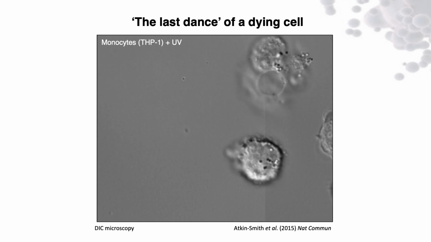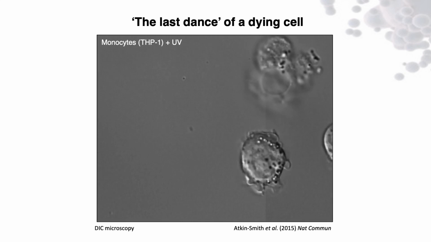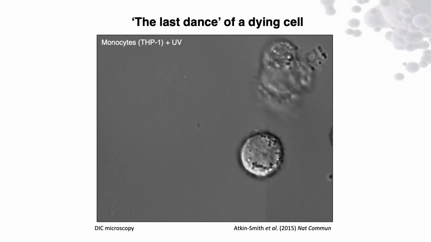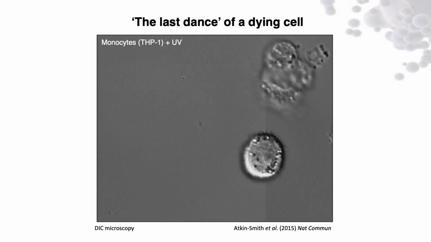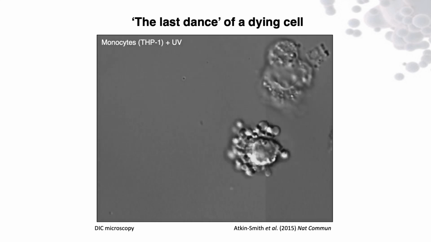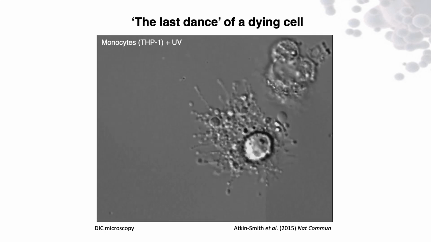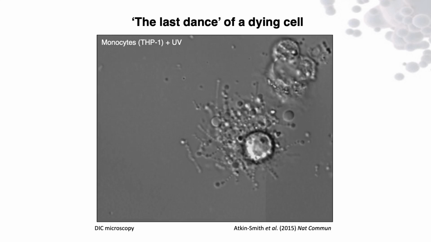The reason why I call this talk the last dance of a dying cell is because when cells undergo cell death, they undergo quite some remarkable morphological change that's actually quite beautiful from my point of view. Here's a video, hopefully it will play, showing a monocyte undergoing apoptosis after UV radiation. What you will see is that the cell will first undergo some cell rounding, eventually form blebbing. Then it will form really thin string-like protrusions, which then become beaded and undergo fragmentation to generate what we call apoptotic bodies.